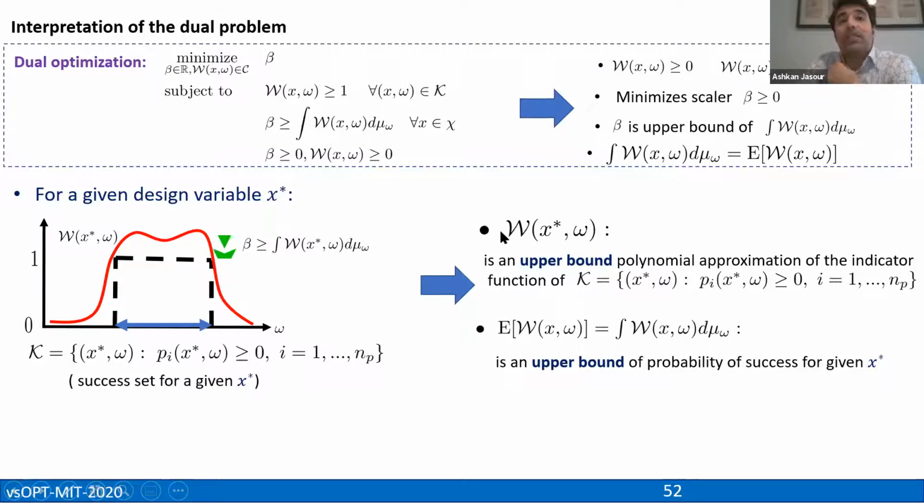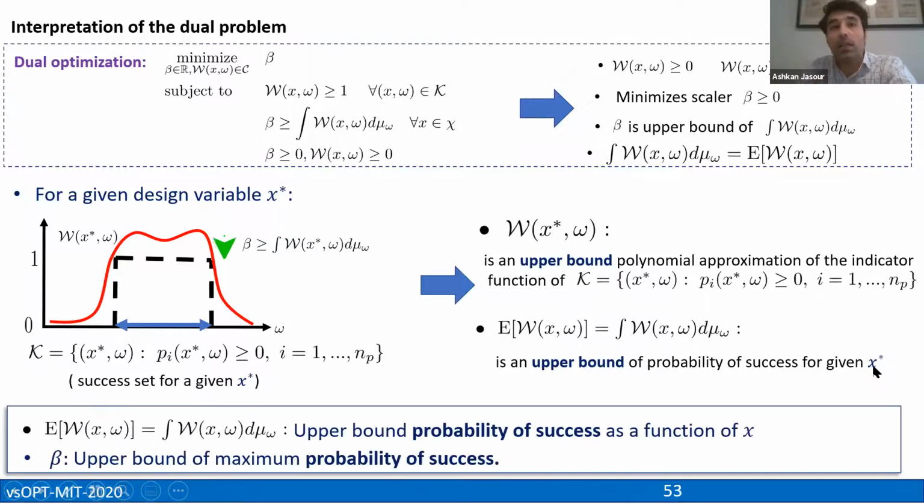So W is going to be a polynomial approximation, an upper bound approximation of the indicator function of our success set for given design parameters x star. And this is exactly what we need to calculate the probability. The expected value of the indicator function of a set is nothing but the probability of that set. So as a result, the expected value of this polynomial approximation of the indicator function is going to show us an upper bound of the probability of success for given design parameters x star.